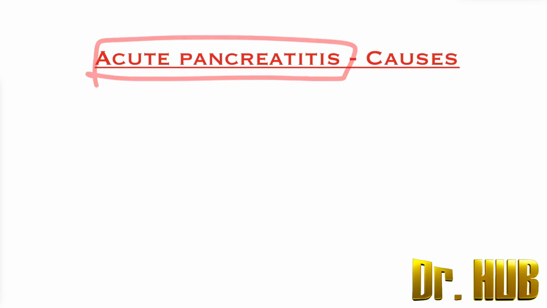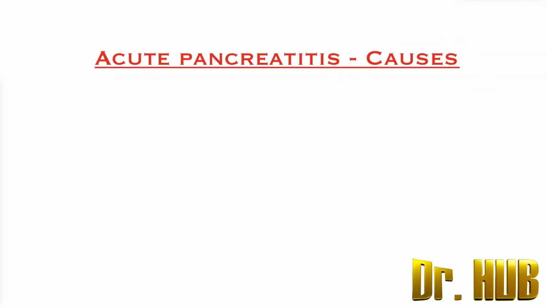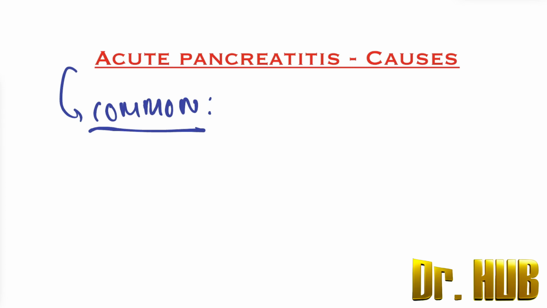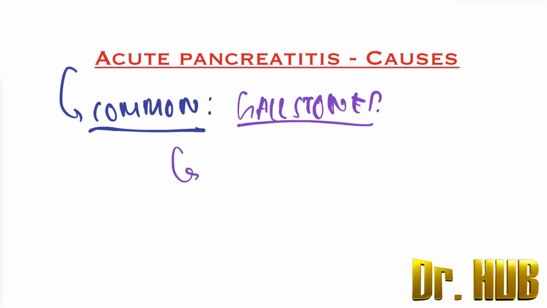Acute pancreatitis, and we are looking at its causes. So here in acute pancreatitis, what are the common causes? The common causes include the presence of gallstones. So gallstones is the most common cause. Next in line, we have alcohol as well as post-ERCP.